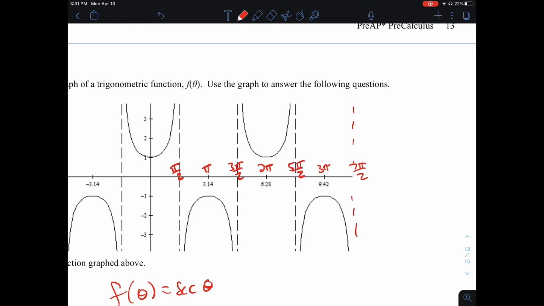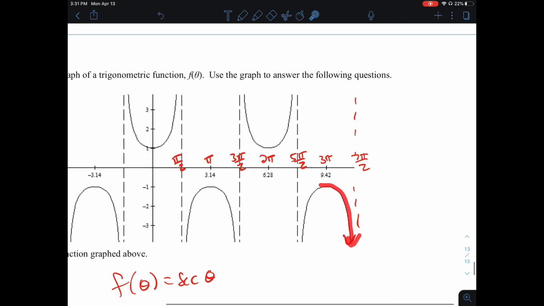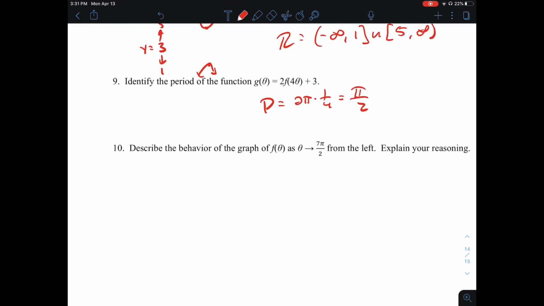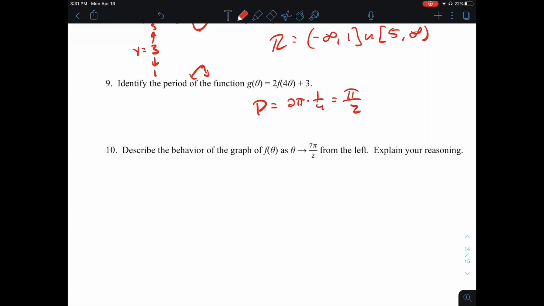Well, at 7 pi over 2, we're going to have a vertical asymptote again. So if we approach this from the left, it's going to be approaching negative infinity. As we get closer to 7 pi over 2 from the left, this is going to be going down forever. It's going to be going to negative infinity. Well, it's difficult to explain my reasoning. Let's say this: at theta equals 7 pi over 2, f of theta has a vertical asymptote.